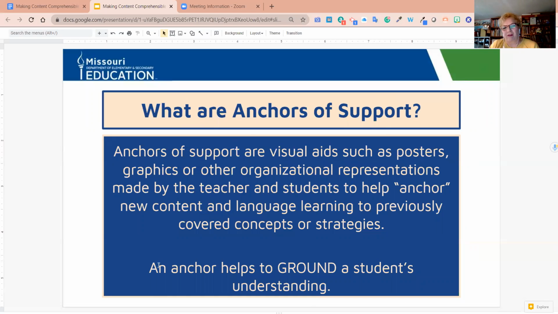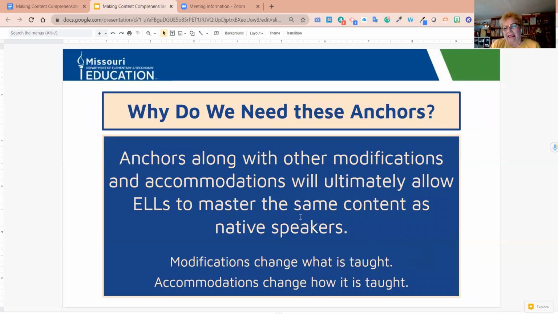And what are the anchors of support? Well, those are the posters and graphics and other organizational representations that teachers use to anchor the ideas for the students that help them get an understanding of what we're doing. And we need them because along with modifications and accommodations, they allow the students to understand the content. And just for clarification, a modification changes what we teach, and accommodation is changing how we teach it, or the method that we use.